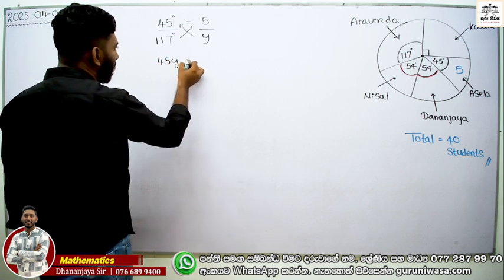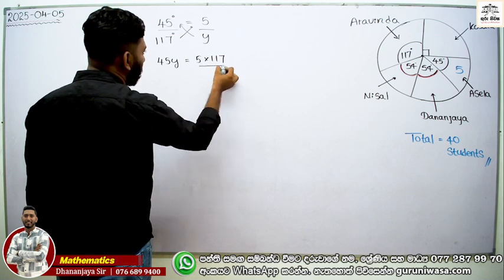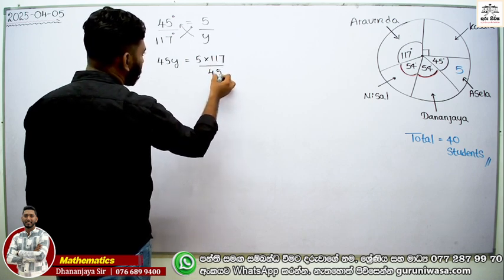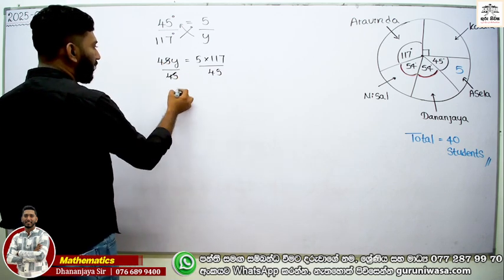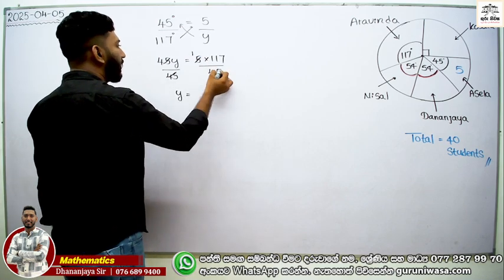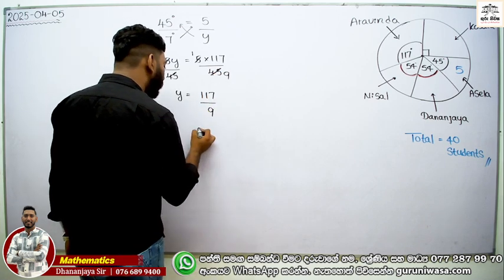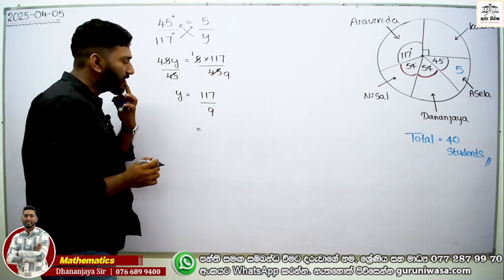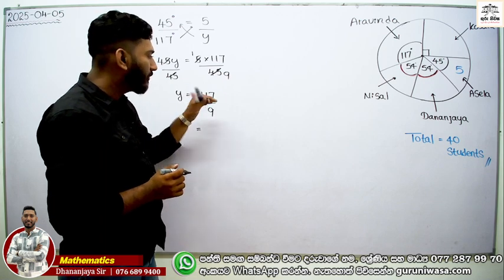45y equals 5 times 117 and also divide by the 45. ඕකනේ වෙන්න ඕනේ. Now finally y becomes 5 times 1 and 5 times 9, and we can divide by the 9. How is it identified? Because 117, the sum of all digits becomes 9.